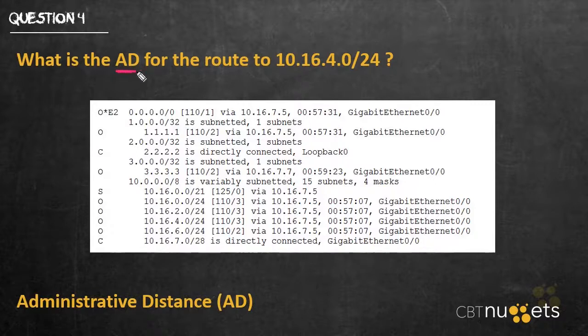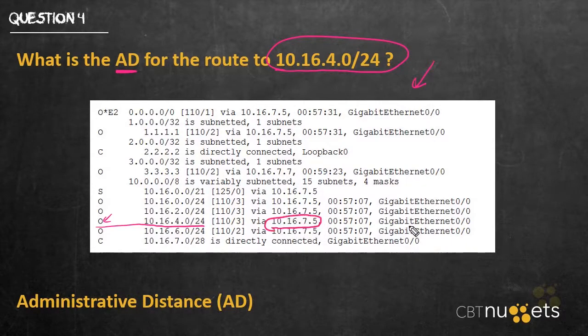What is the administrative distance for the route to 10.16.4.0 based on the output here of the show IP route command? So as part of this task, we'd first find that route, which is right here, the 10.16.4 network. It was learned via OSPF. The next hop is the router at 10.16.7.5. The egress interface is going to be gig 0/0.